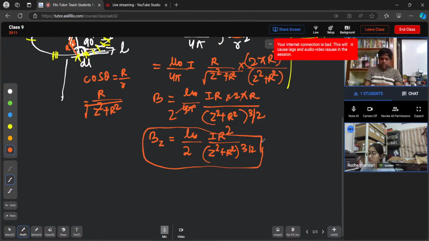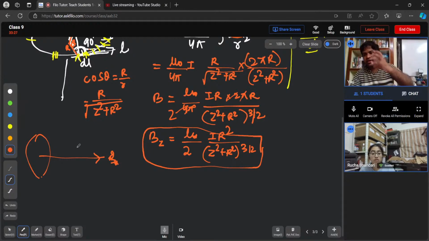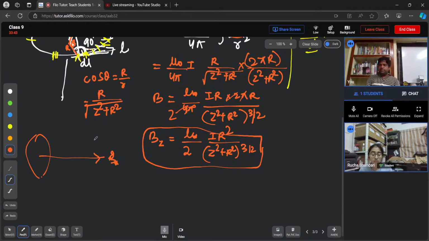So z is the axis, yes, that is the direction we are taking. If the ring orientation is changing, let's say this way, it can be the x direction also, Bx. So you are holding the ring like that, a different side. It depends on how our loop is oriented.